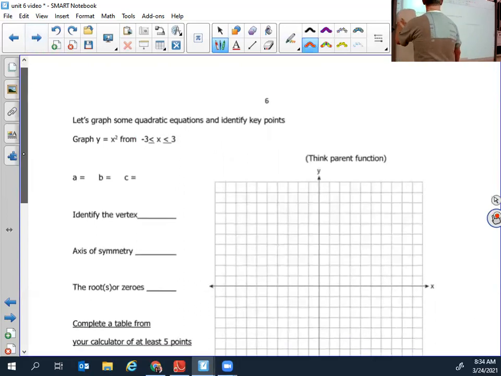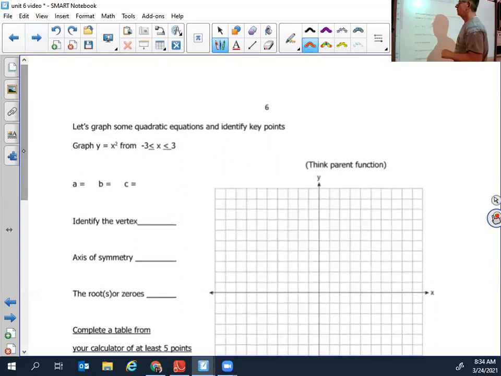All right. So page 6. If you didn't get the notes, once again, stop the video, go back and fill in your notes. The notes are important. The vocabulary for this unit is going to be very good for you to learn.